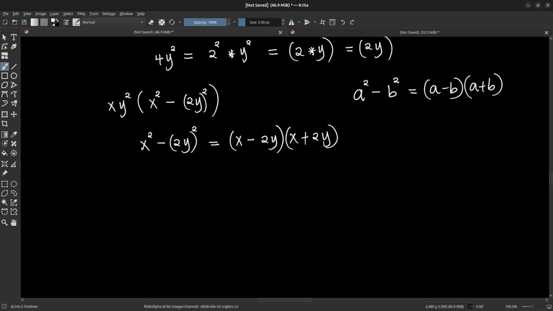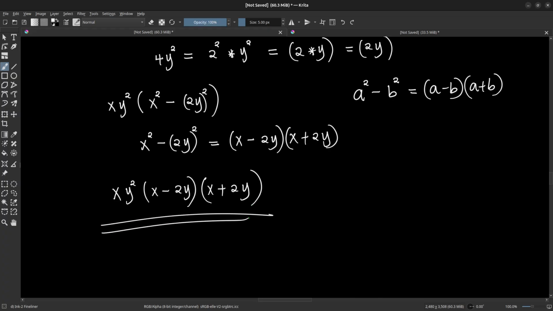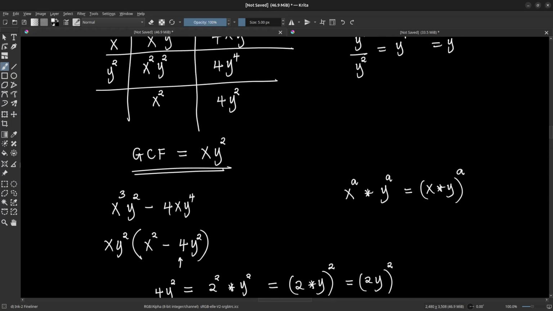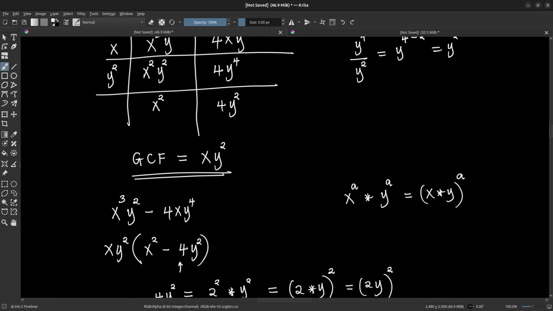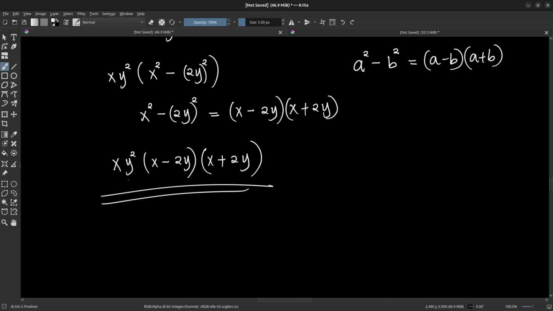Okay, so now our expression becomes xy squared times x minus 2y times x plus 2y. So this is the complete factorization of the initial expression, which is the answer.